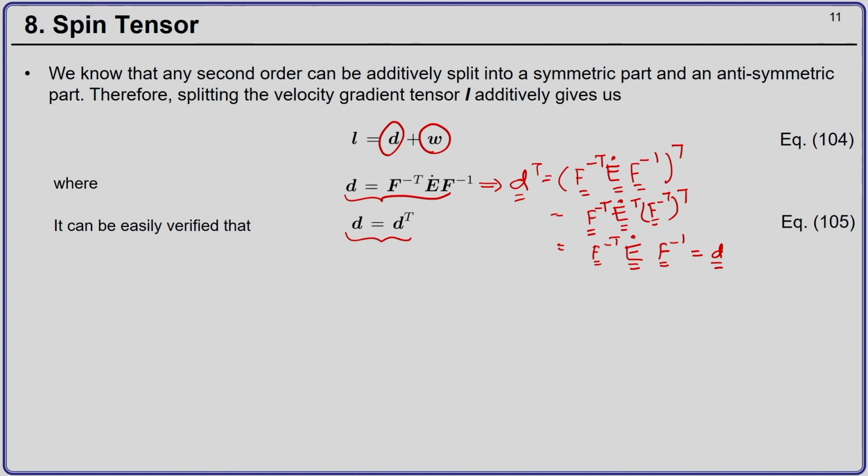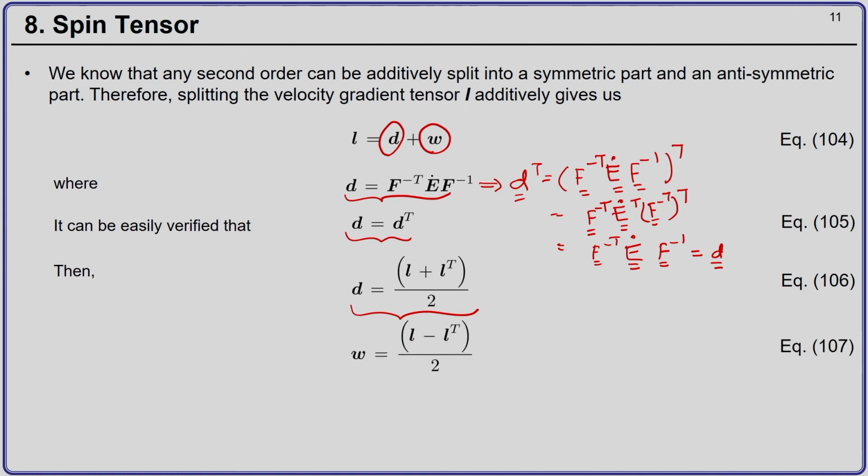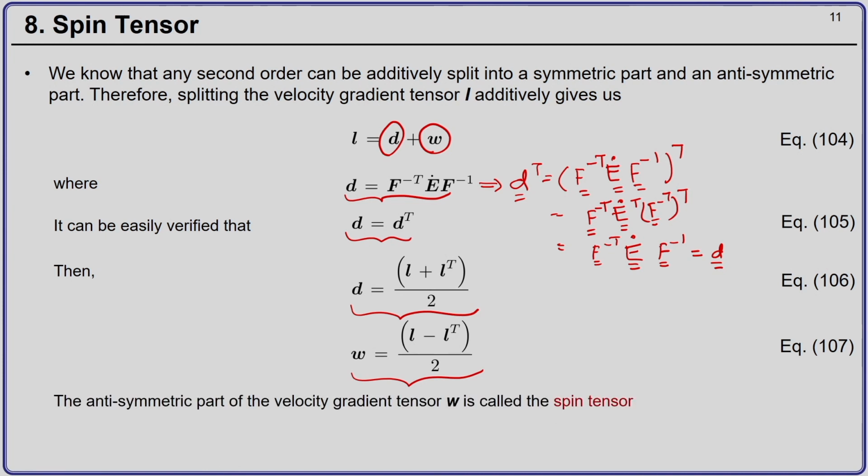So, once we have shown that D is a symmetric tensor, therefore, D is nothing but L plus L transpose by 2. Okay. If D is this, then W will be L minus L transpose by 2. Okay. So, W is called the spin tensor. Okay. So, this W is called nothing but the spin tensor. We will come to why it is called a spin tensor.